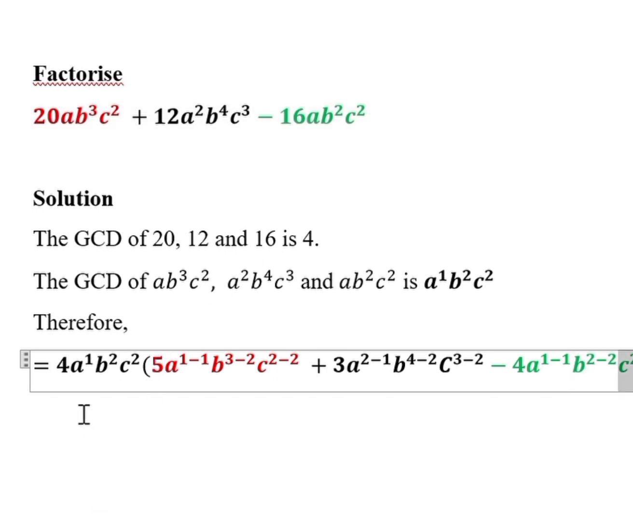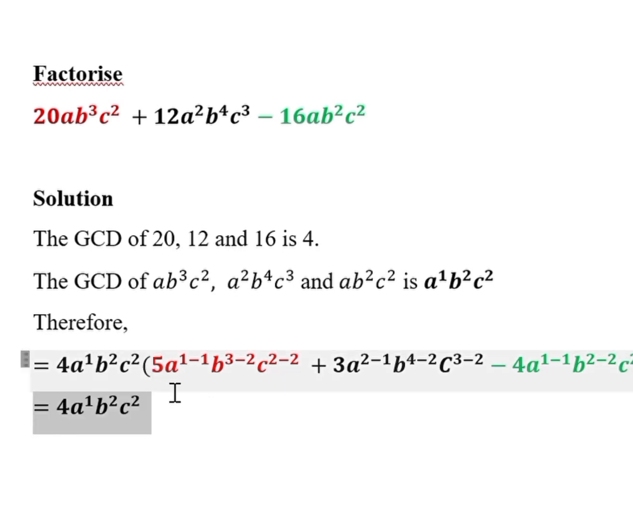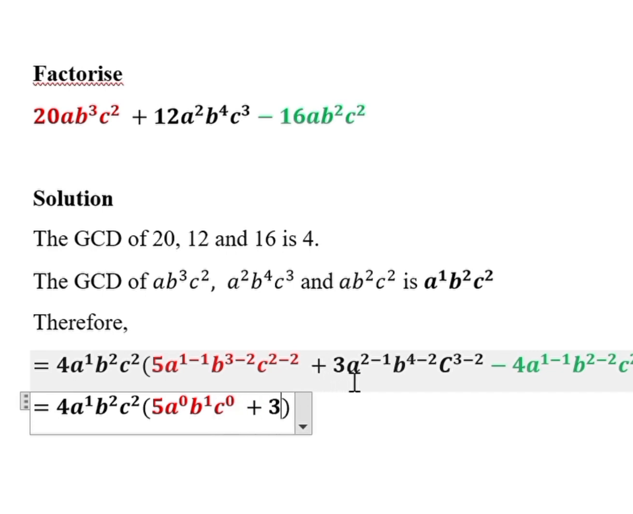Now we simplify this. This one will remain the way it is, the factor out. Then open the brackets. We have 5. A raised to power 1 minus 1 is a raised to power 0. B raised to power 3 minus 2 is b raised to power 1. C raised to power 2 minus 2 is c raised to power 0. Plus 3. A squared minus 1 gives us a raised to power 1. B raised to power 4 minus 2 gives us b squared. C raised to power 3 minus 2 gives us c raised to power 1, then minus 4.